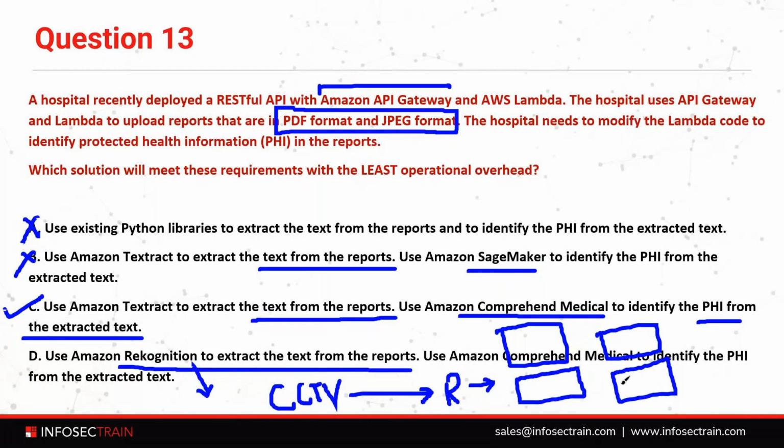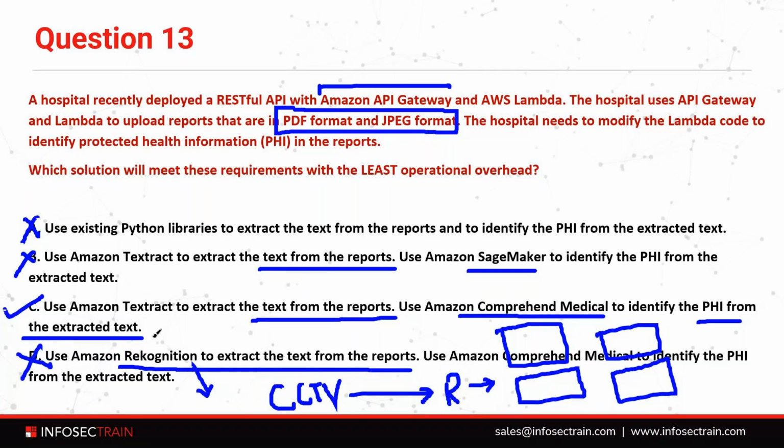So Rekognition is a service for recognition. You give it an image, you give it a video, and say, okay, find this, find that. It will help you out with that. So Rekognition is to recognize something, but it is not to extract anything. So this is completely wrong. Fine. So D is not going to be the case. I hope this part is clear with you.